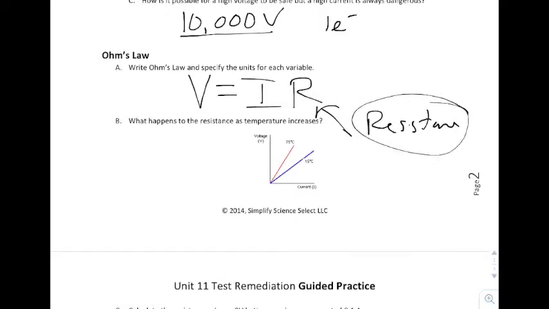So now the units for each of these: voltage is measured in volts, it's an easy one. Current is measured in amps, and resistance is measured in ohms.